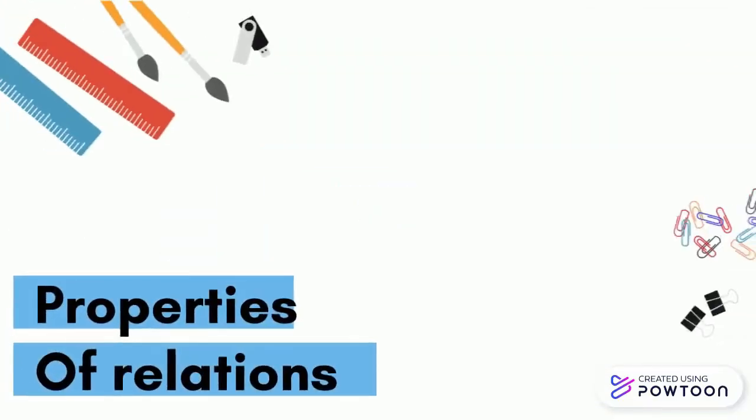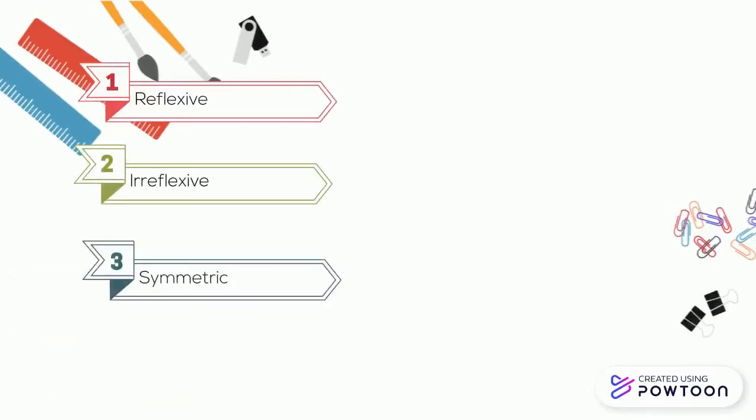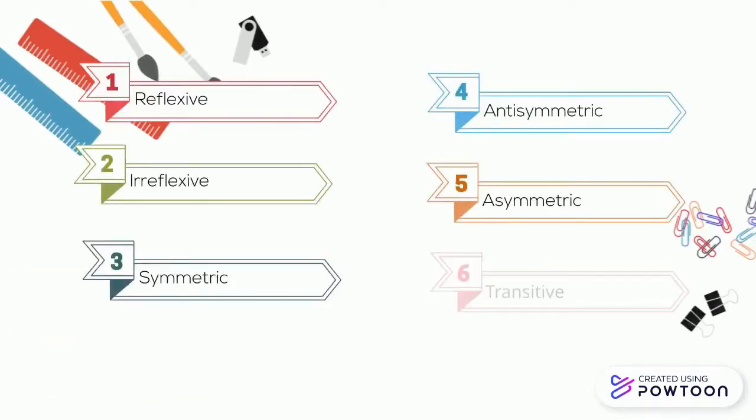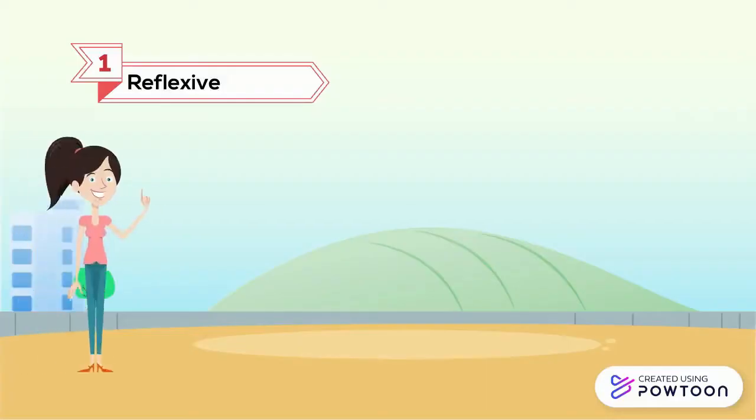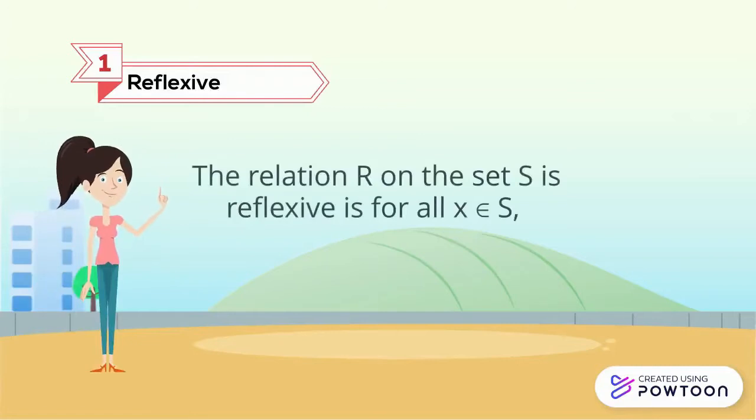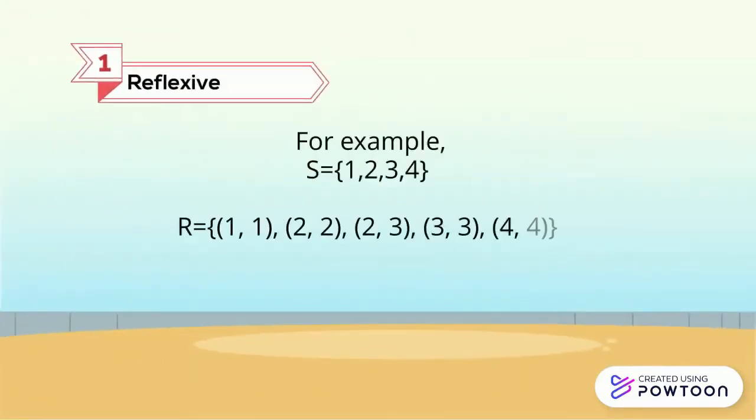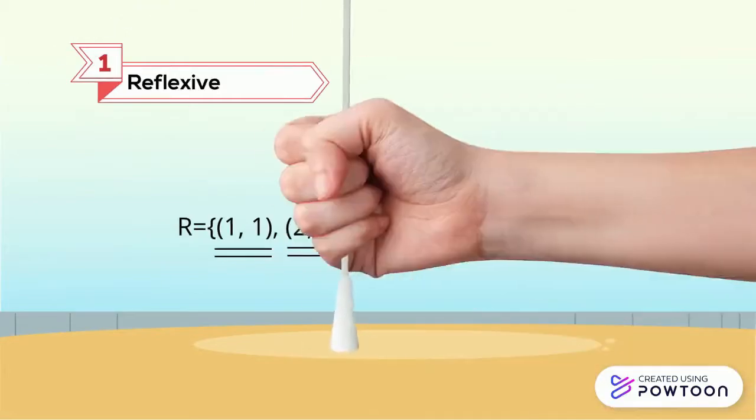Properties of relations include reflexive, irreflexive, symmetric, antisymmetric, asymmetric, and transitive. The relation R on the set S is reflexive if for all s that is an element of S, (s, s) is an element of R. For example, the relation R is considered reflexive as it contains each duplicated version of an element in set S.